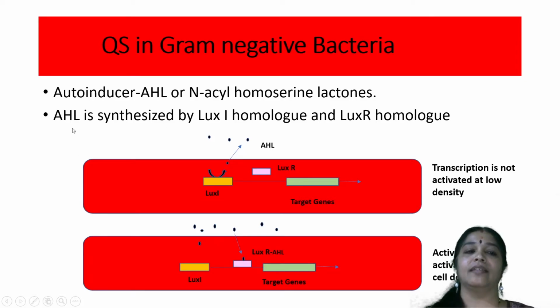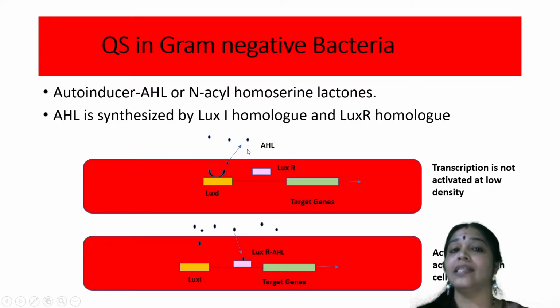Now, in gram-negative bacteria, the autoinducer, as I told you, is N-acylhomoserine lactones, and this is synthesized by LuxI and LuxR homologs. Now here you can see on activation how the AHL is synthesized. But what happens here? The autoinducer is synthesized and it is passively moving out of the cell, so extracellularly it is moving.